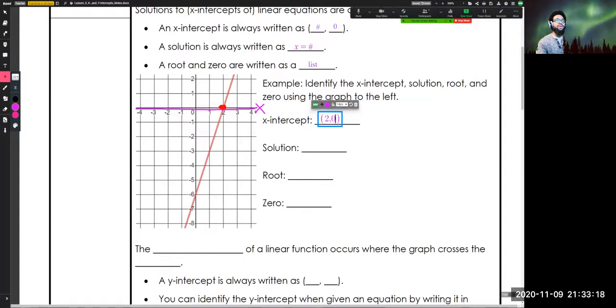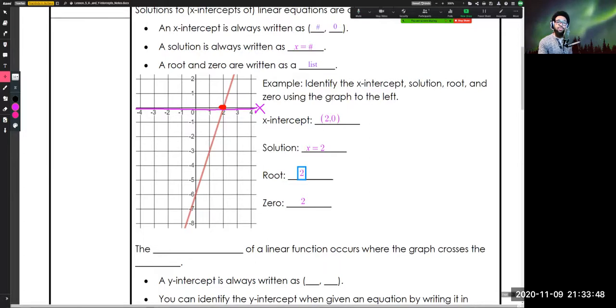We write them as ordered pairs. Our solutions will be written as equations, so a solution to this would be x equals 2. Then our root is going to be 2, and our zero is going to be 2. Those both mean the same thing, where the graph crosses the x-axis. So all of that means the same.